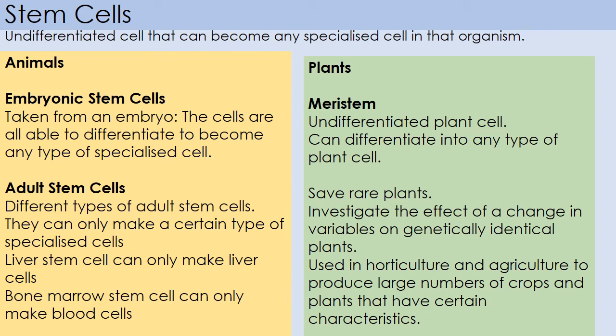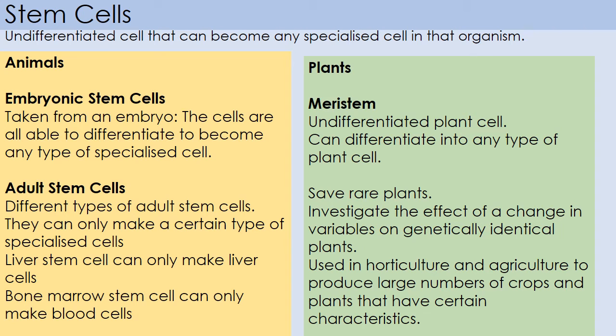So, last thing we're going to look at is stem cells. So, stem cells are undifferentiated cells that can become any specialised cell within that organism. Now, they will differ between animals and plants. Animals are a lot more basic than plants when it comes to this. So, animal cells, we've got two different types. We've got embryonic stem cells and adult stem cells.